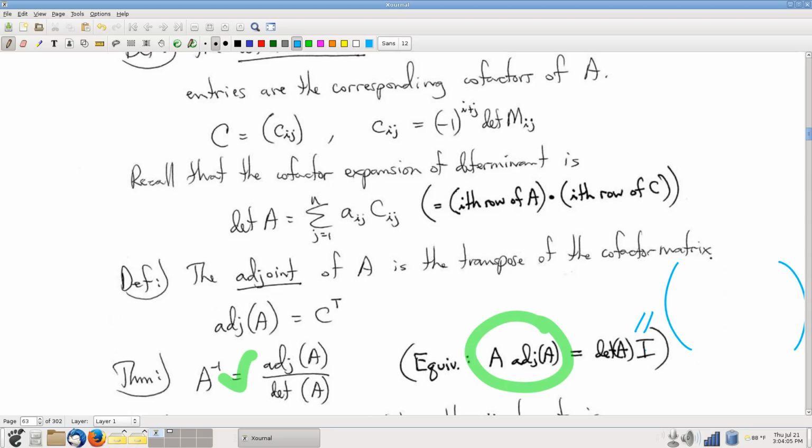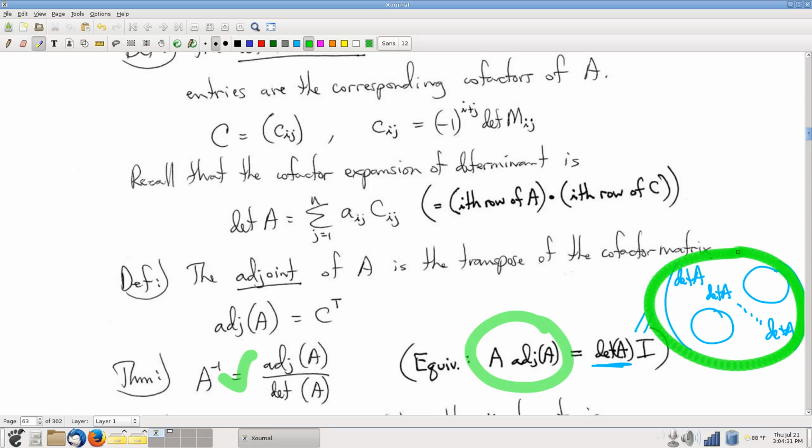which, if you think about it, we start with the identity, which is all zeros off the diagonal, and ones on the diagonal, but I'm multiplying by determinant A, and so I get determinant of A on the diagonal. So this is what I need to show, is equal to that. Okay, and that will prove this amazing little formula.